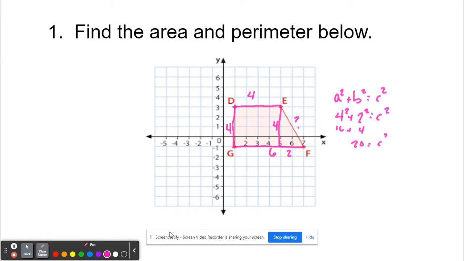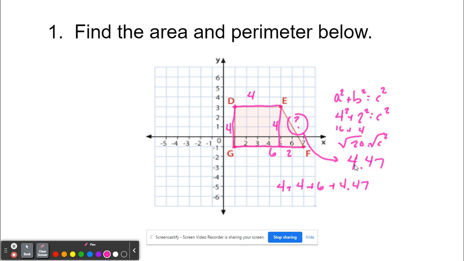And so I need to take the square root of both sides. I'm going to pull out my calculator because this is a decimal. So the square root of 20 is 4.47. You can round however your teacher requires you to. So now I'm going to add up the perimeter. I've got 4, 4, 6 all across the bottom, and then this is what we just found right here, 4.47. And then I'll add that up.